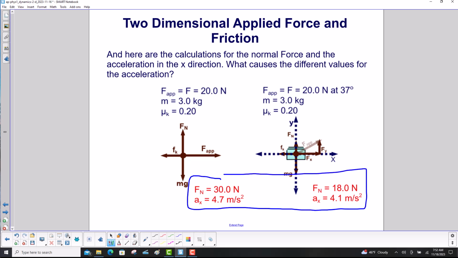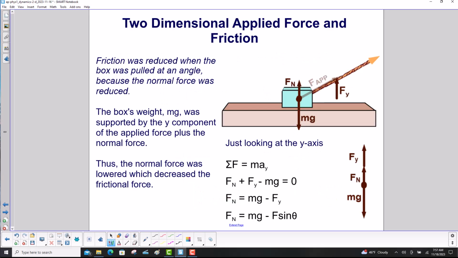What causes the different values for the acceleration? Friction was reduced when the box was pulled at an angle because the normal force was reduced. The box's weight, mg, was supported by the y component of the applied force plus the normal force. These are your two vectors up, and you sum them, and they equal mg. So with the algebra we did, we find that the normal force is mg, which is the weight of the object, minus F sine theta. So if the normal force is decreased, so is the frictional force.